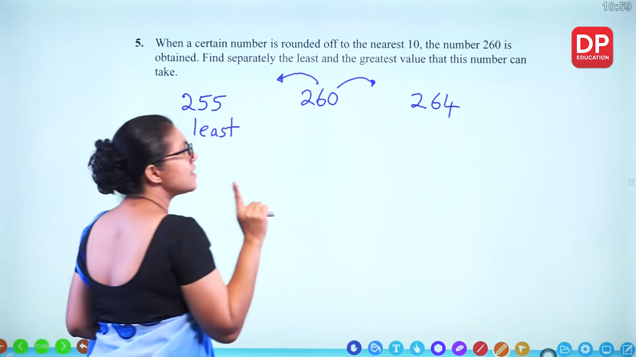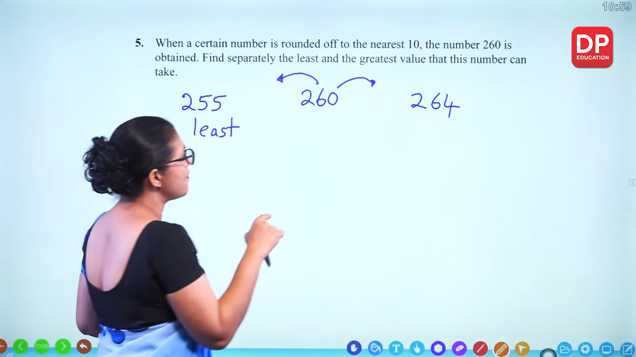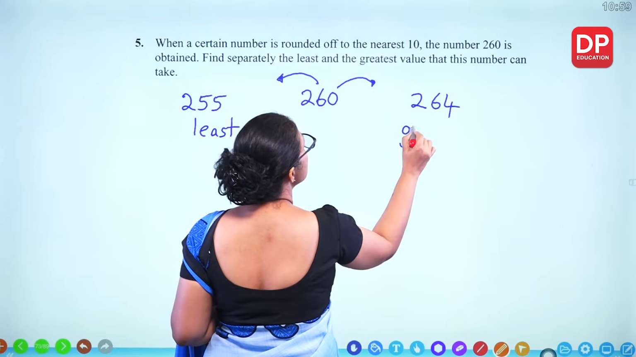264. You can't take 65. That becomes 270. So this is the greatest value.